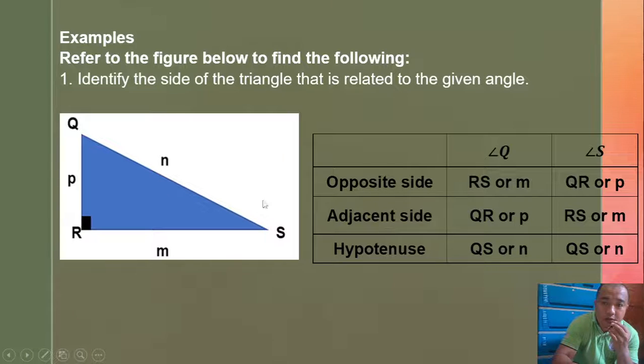Now let's proceed to angle S. What is the opposite side of angle S? It is P or QR. Adjacent side of angle S, M or RS. And of course the hypotenuse is still QS or N.